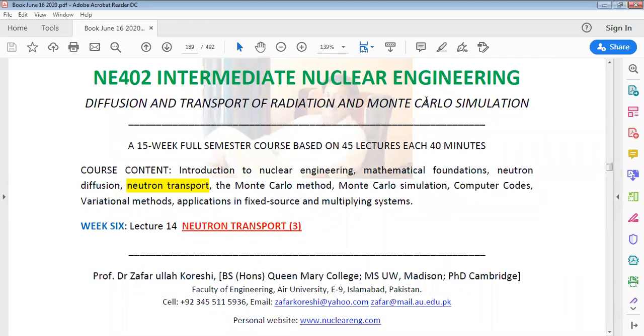Okay, so now let's begin lecture 14, Neutron Transport, third in the series of Neutron Transport. This is the course NE402, Intermediate Nuclear Engineering, on Neutron Diffusion and Transport, and Radiation Transport and Monte Carlo Simulation.